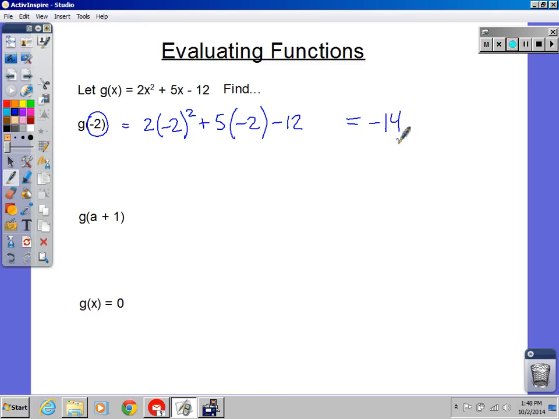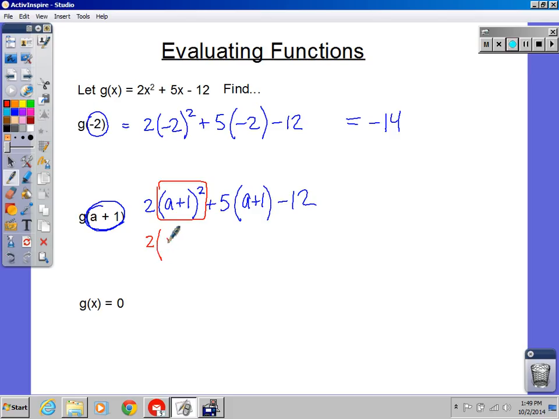The second one here is the same thing, except now instead of plugging in -2, we're going to plug in a plus 1. So we have 2(a plus 1) squared plus 5(a plus 1) minus 12. Now you must simplify that. Just plugging that in is not good enough. We need to simplify it. So order of operations applies. So we need to do this first. Keep in mind that it's not a squared plus 1. It's a squared, double the inside, 2a, square the last number.